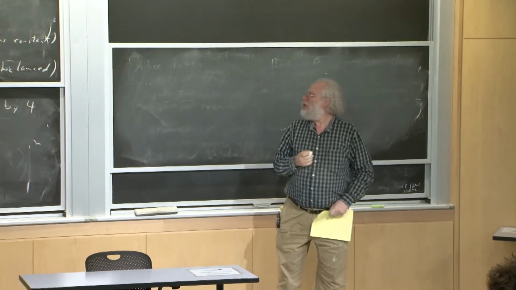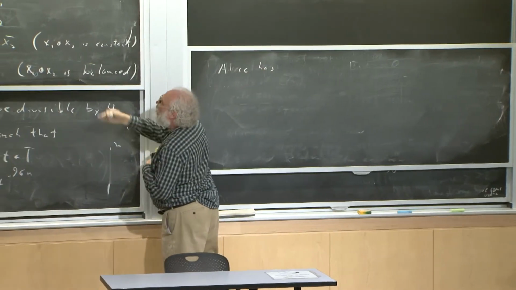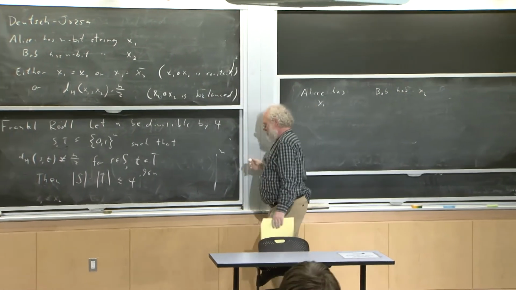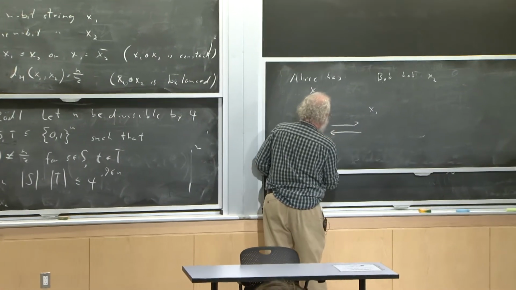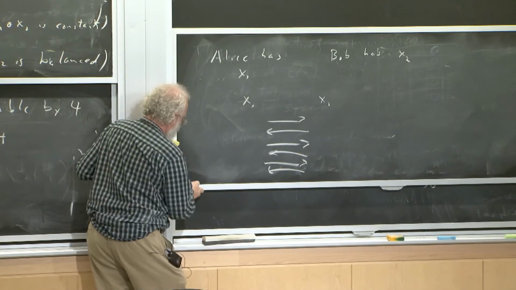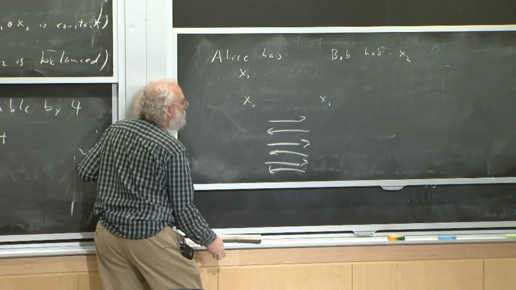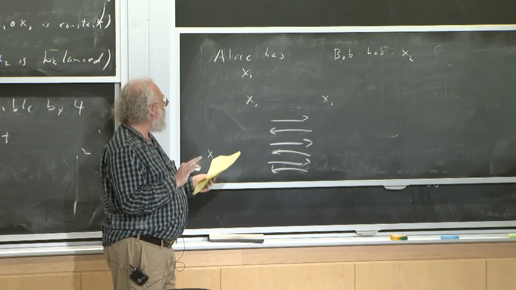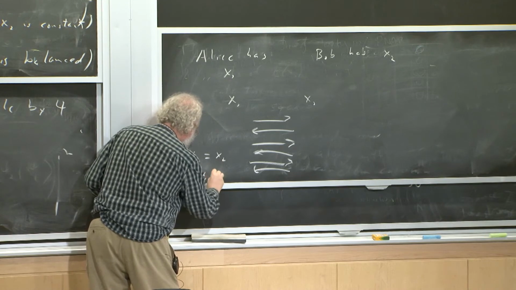So what is the result again? What result do we want to prove? So Alice has x1. Bob has x2. And they have a conversation. Alice sends some bits to Bob. Bob sends some bits to Alice. And then Alice says, either x1 equals x2 or the distance between x1 and x2 equals n over 2.